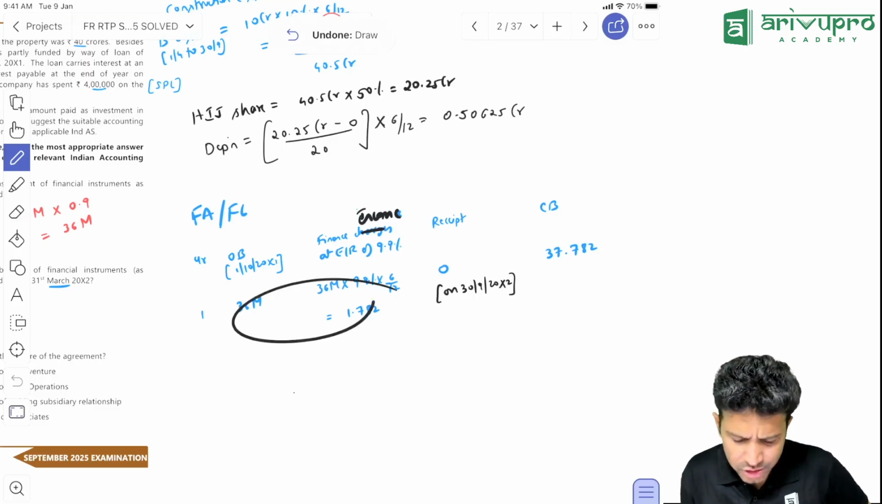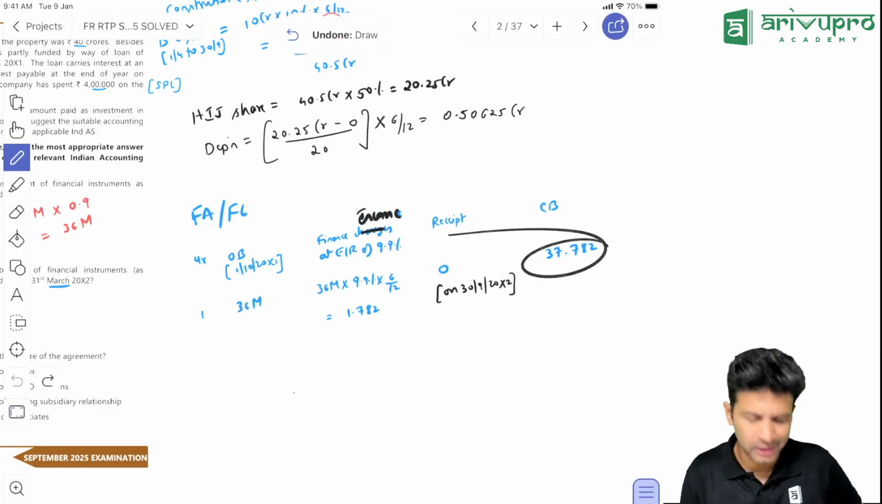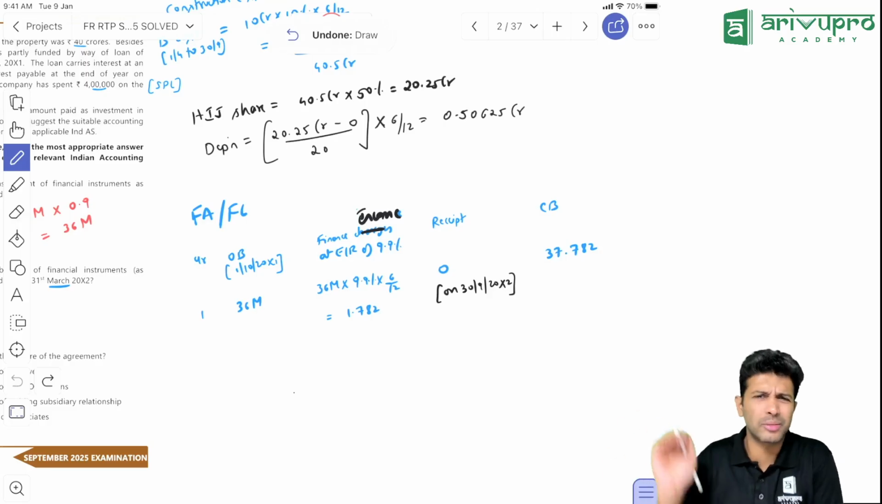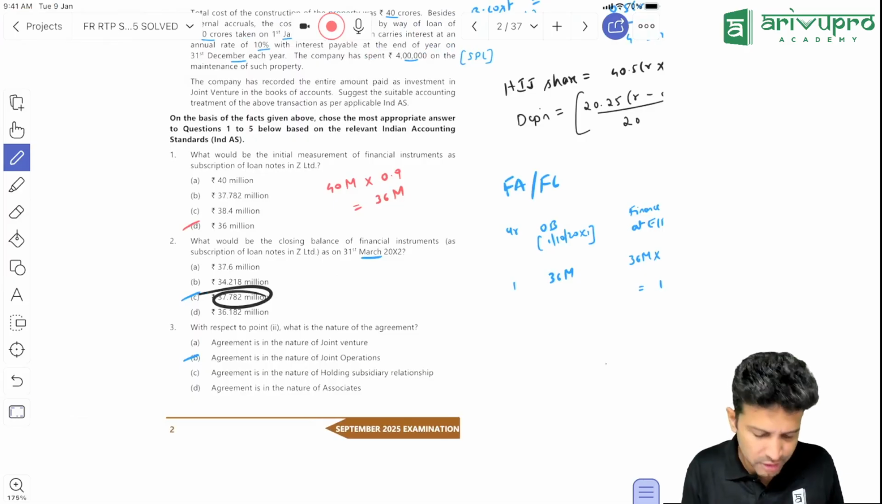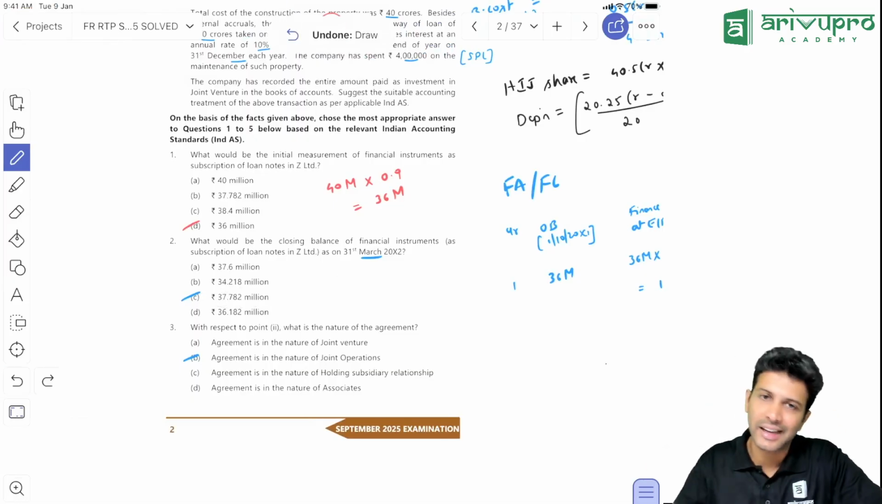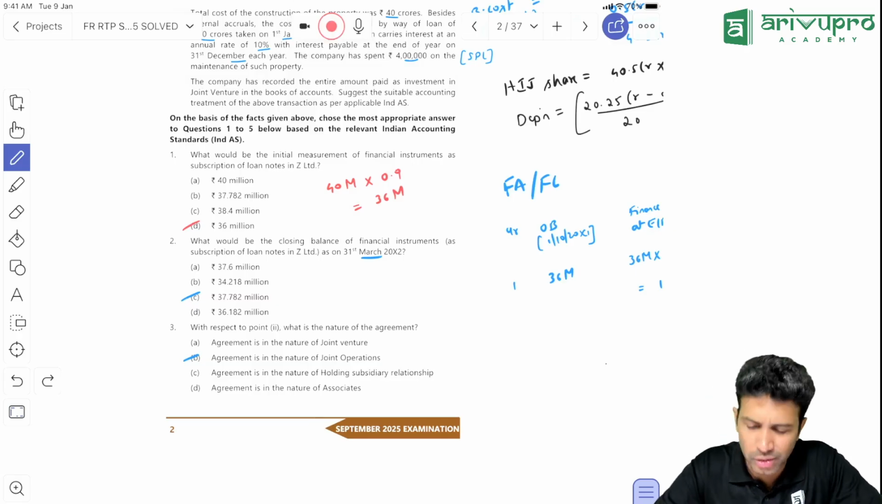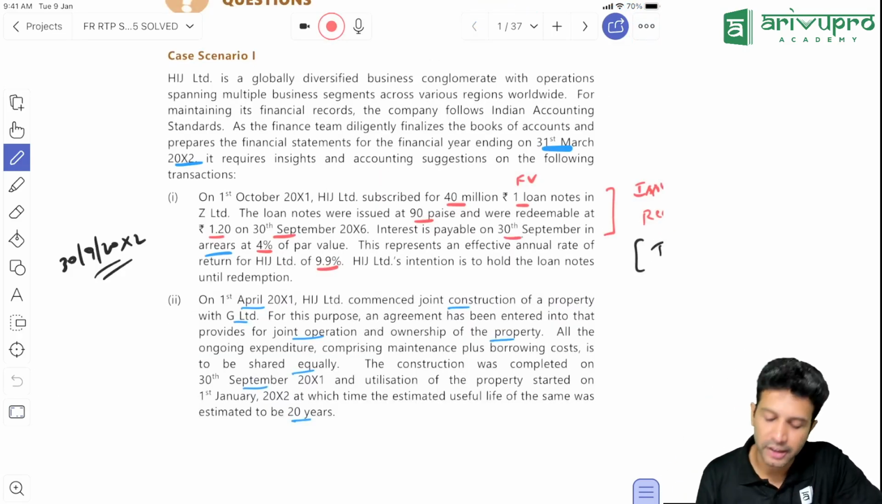Now for the closing balance, these two additions minus this will give you the closing balance. So you'll have to check that the closing balance of this financial instrument is 37,782. So B or C for Chennai is the right answer for this particular MCQ. That's all. All right, moving along to the next para.